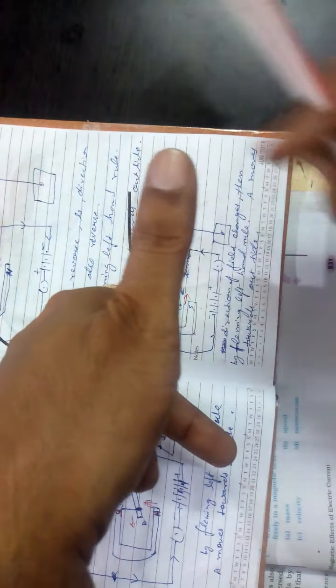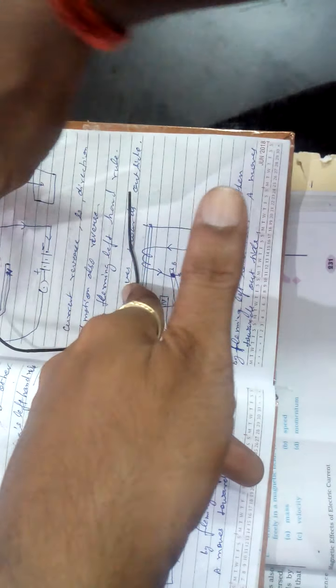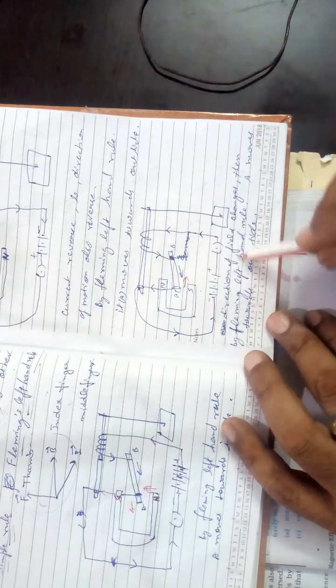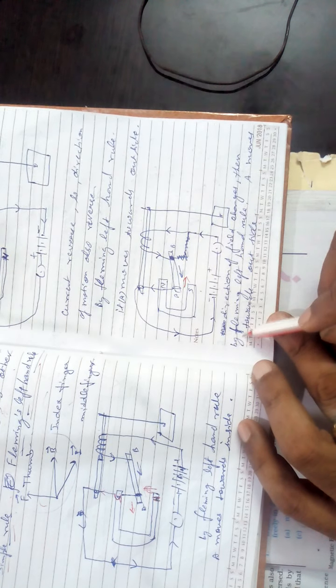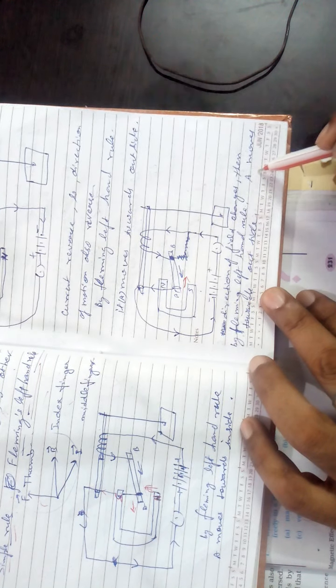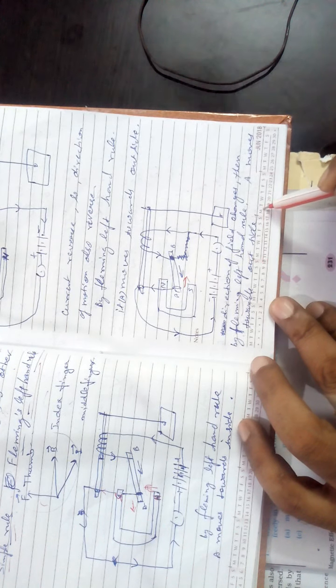Then what are you getting? My thumb is in the outward direction, which means it will move like this, outward. So in the first case it goes in one direction. In the second case the direction of the field changes, and by Fleming's left hand rule, A moves towards the outside.